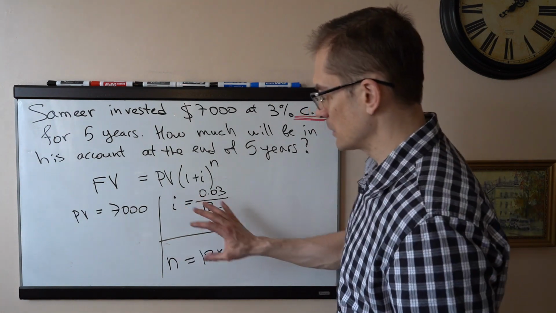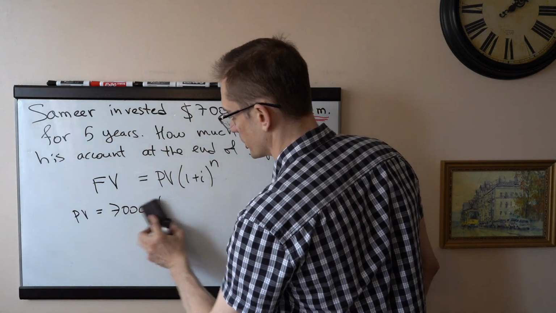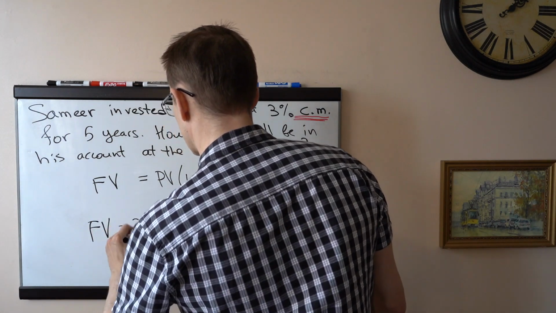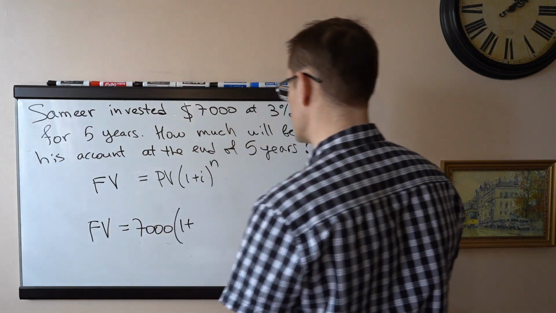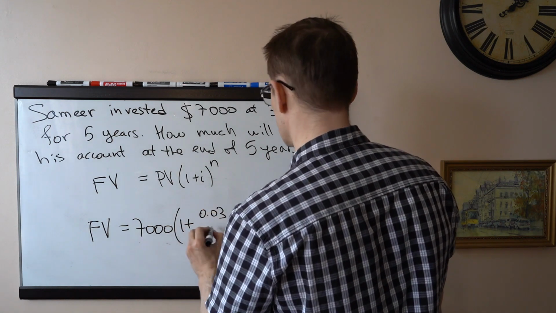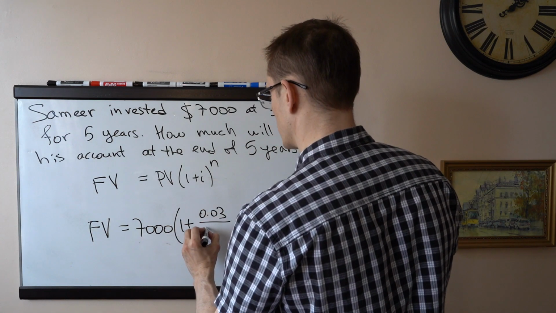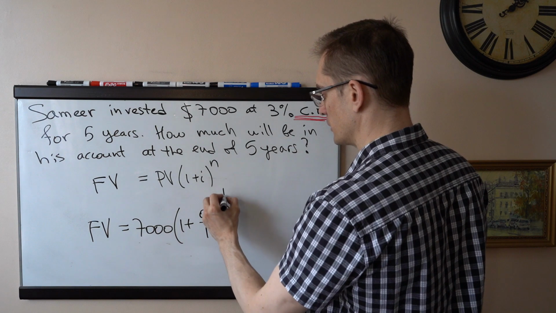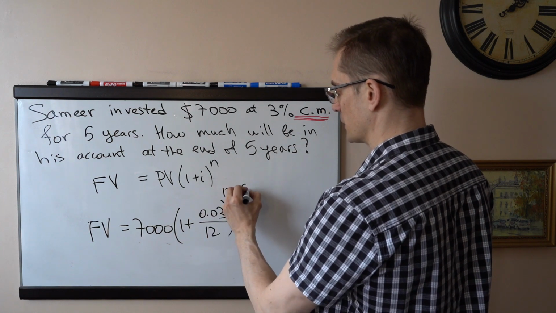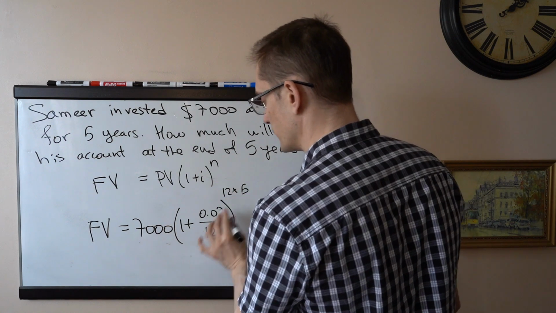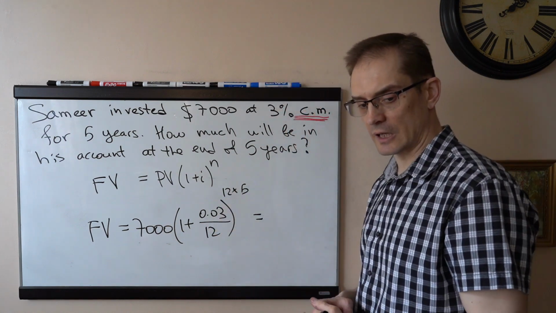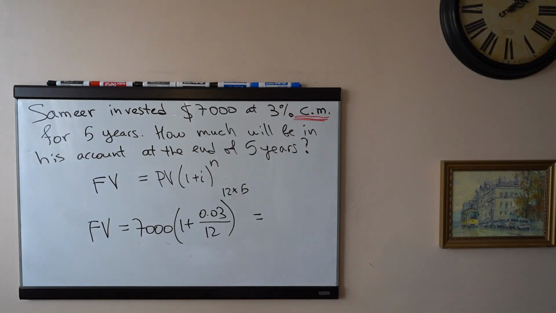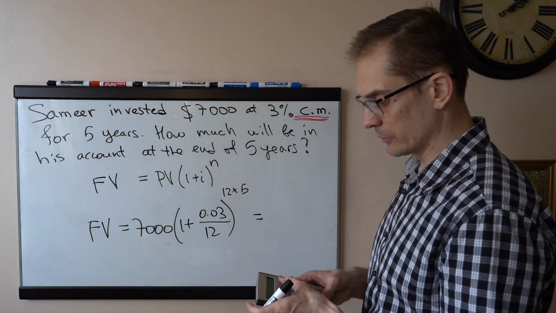So let's put it all in our formula and see how it will look. Future value is 7,000 times 1 plus 0.03 divided by 12, that's the periodic rate, and instead of n, you will find 12 times 5. I prefer to leave it like that without separate calculation, but it's better to put it all in the formula and then compute it.